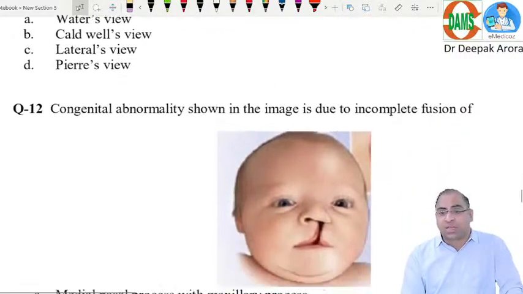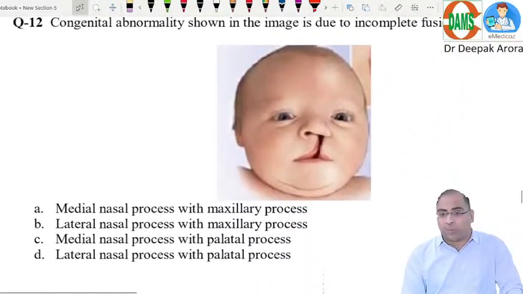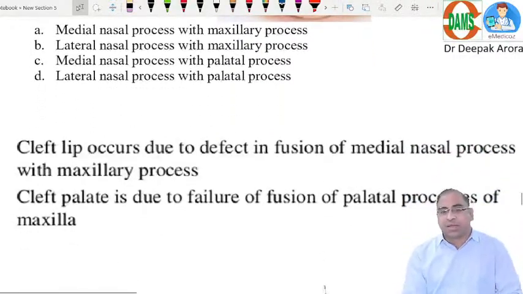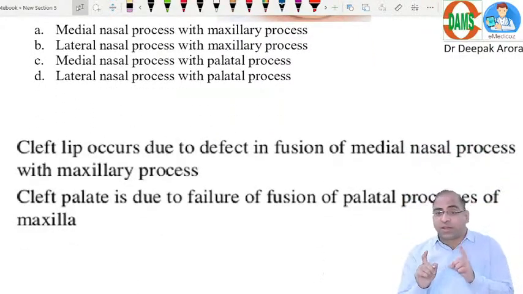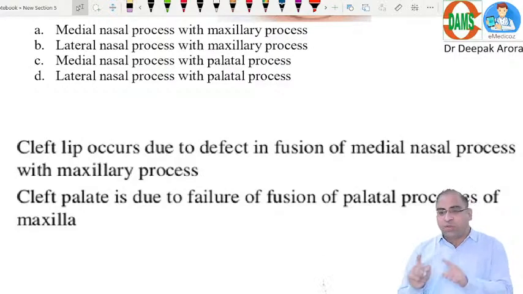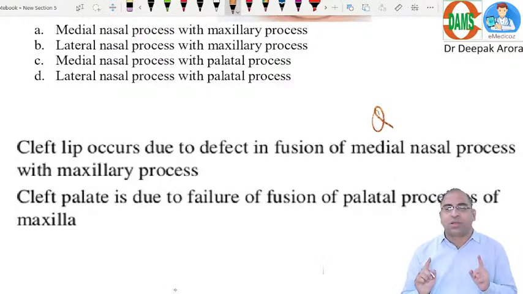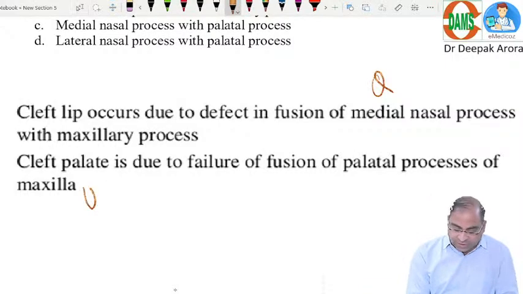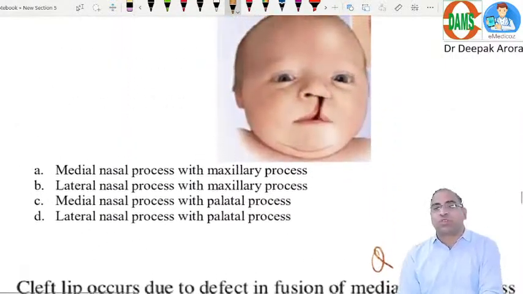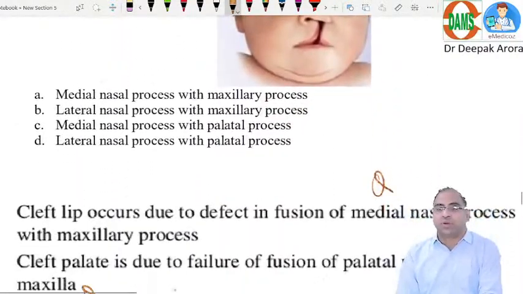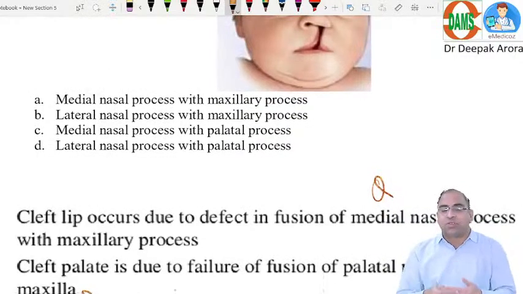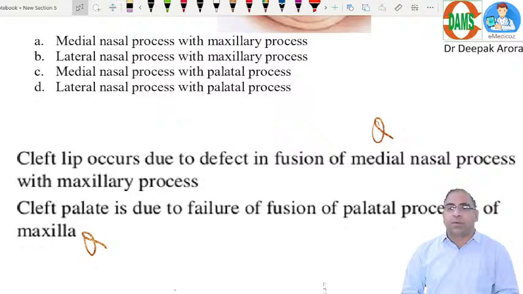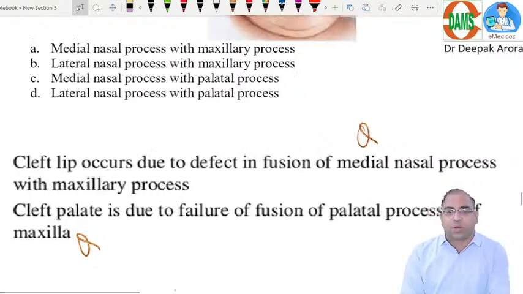Then the examiner can confuse you between two abnormalities: cleft lip and cleft palate. So just remember, cleft lip is due to defect in the fusion of medial nasal process with maxillary process. Important definition. And cleft palate is failure of the palatal process of maxilla. So the examiner can show you this type of slide and he can ask you the important MCQ. Clear? So it will be your C option, medial nasal process with palate.